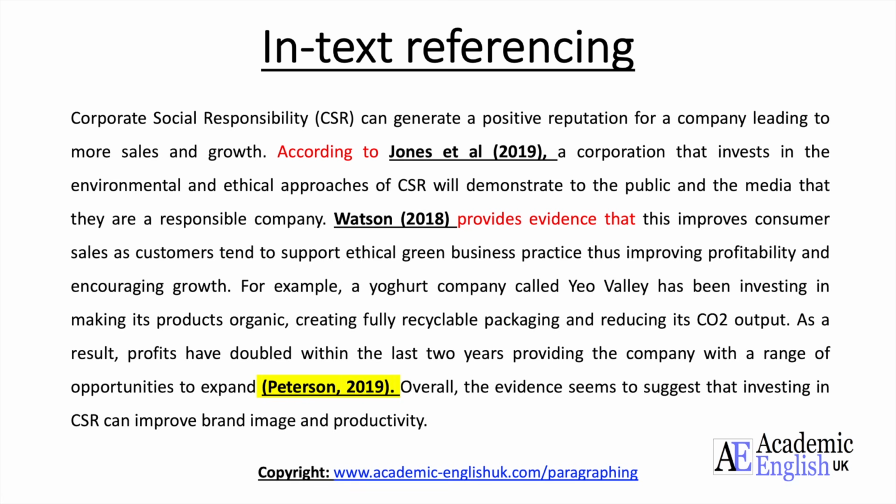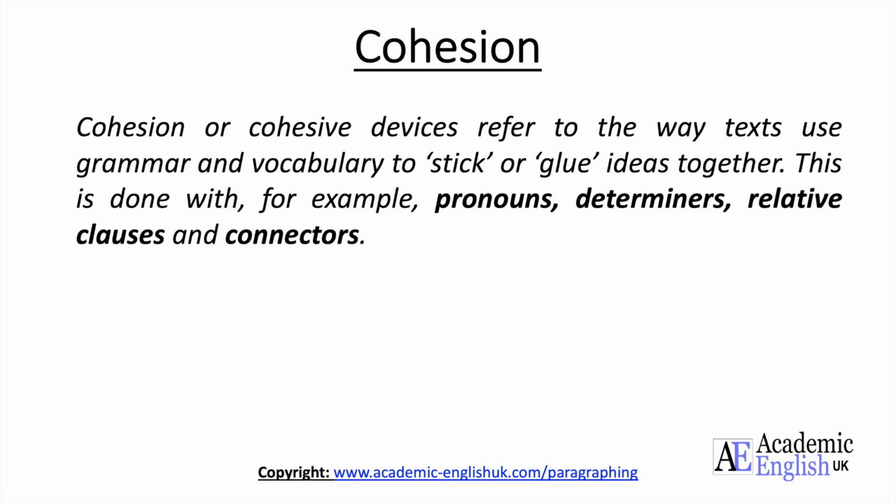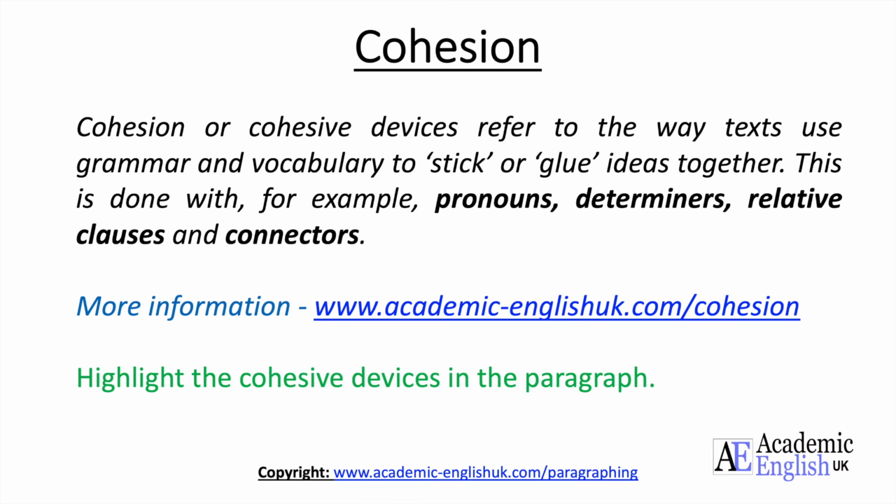Right, moving on to the next part of the video, cohesion. Cohesion or cohesive devices refer to the way texts use grammar and vocabulary to stick or glue ideas together. This is done with, for example, pronouns, determiners, relative clauses, and connectors. If you'd like much more detailed information on cohesion, then I suggest you go here to our website /cohesion. Okay, so same as before, pause the next slide and highlight the cohesive devices in the paragraph.